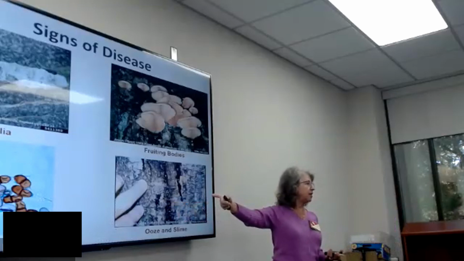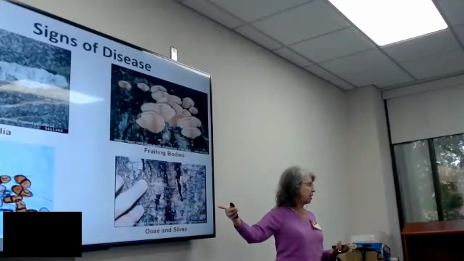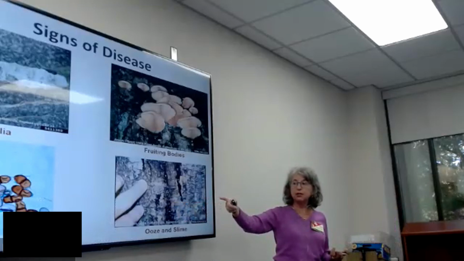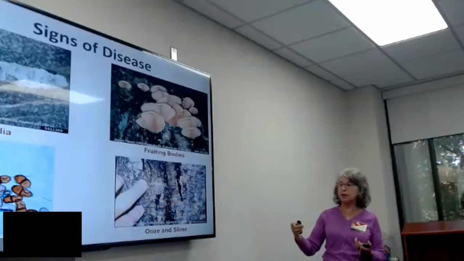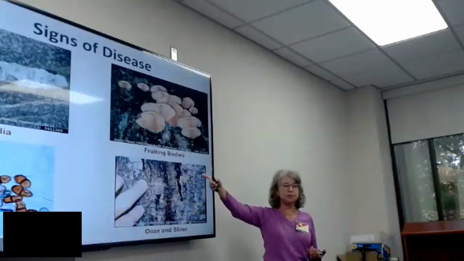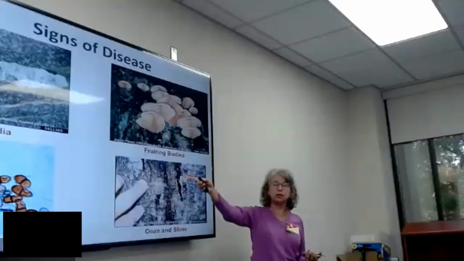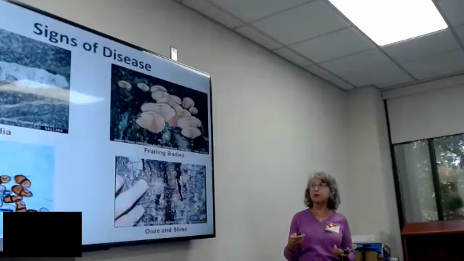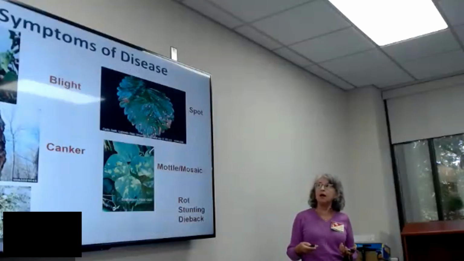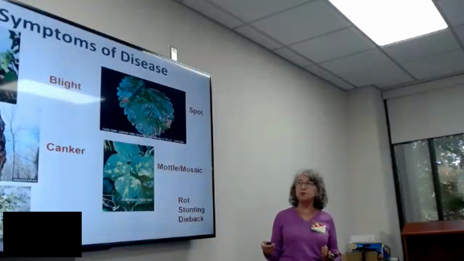And again, you're not going to see the individual spore unless you've got a good microscope, but you can see them when they're in masses or if they're in an encasement. And then ooze and slime can sometimes come out of the tree, and this would include parts of the causal organism in that ooze and slime. All right, symptoms of disease. Let's look at a few more.